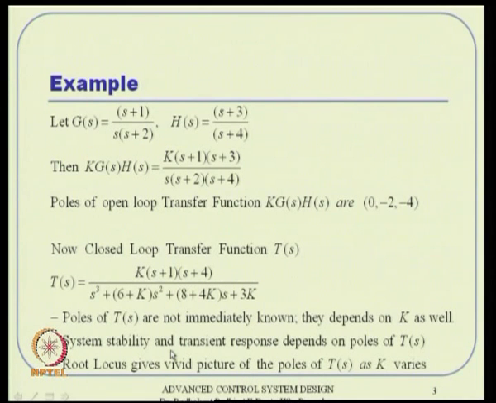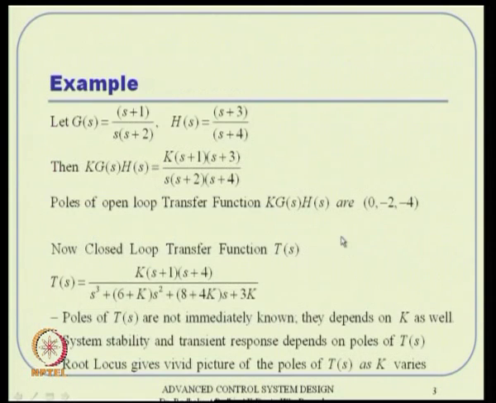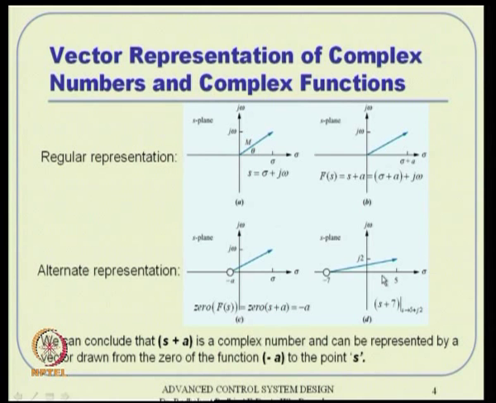Root locus essentially gives a vivid picture of the poles of T(s) as k varies. We are not interested in one particular value of k; we will take all possible values of k. Typically, when we talk about a negative feedback system, we take gains as positive constants, so k varies from 0 to infinity. As gain varies, where do these poles go? Where do they start, where do they go? That is our concern.